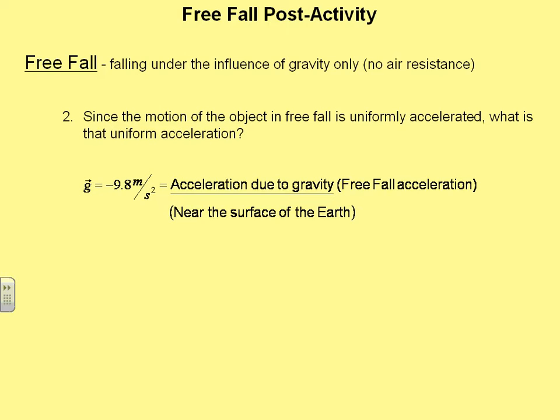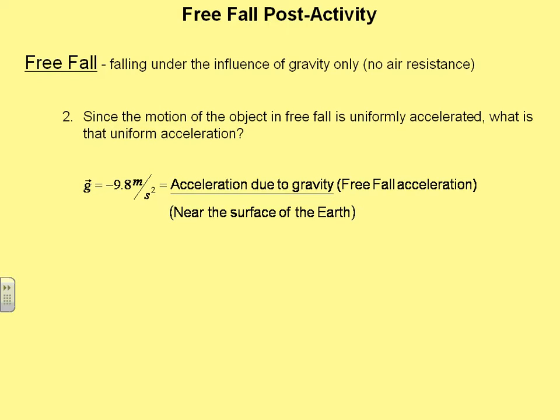And this is what is known as the acceleration due to gravity, or the free fall acceleration, near the surface of the Earth. Now notice I'm only guaranteeing this number where we did the lab, near the surface of the Earth. If we were to drop something on the moon, it's actually about 1/6 as fast. So the acceleration on the moon is about negative 1.6 meters per second every second.